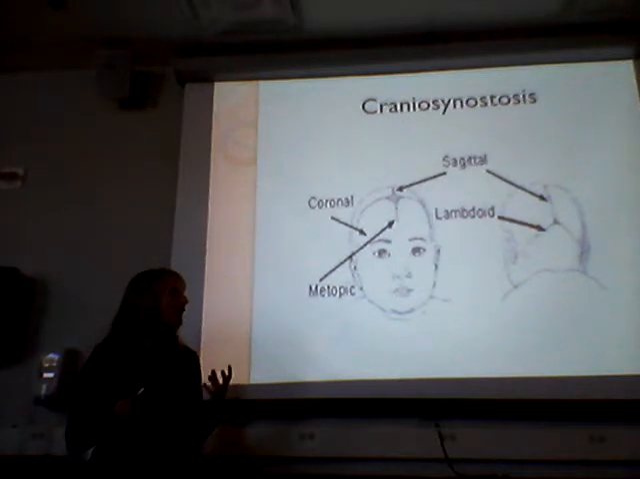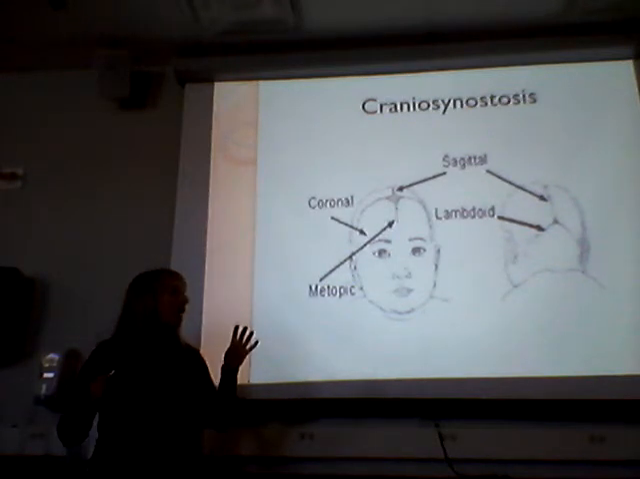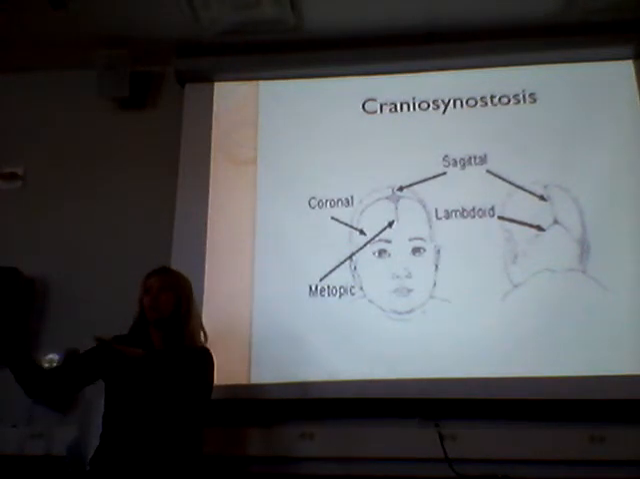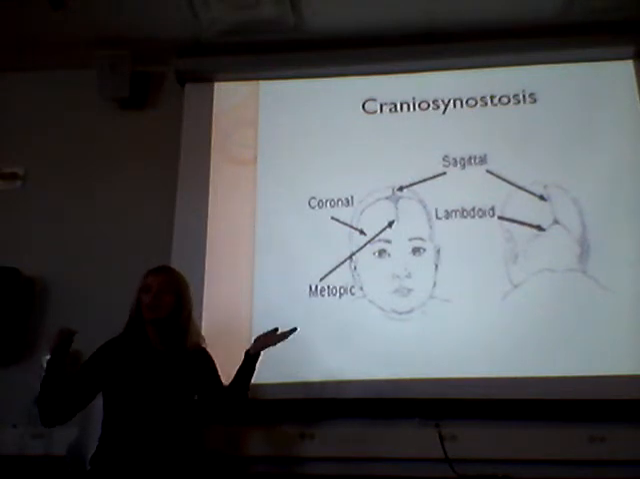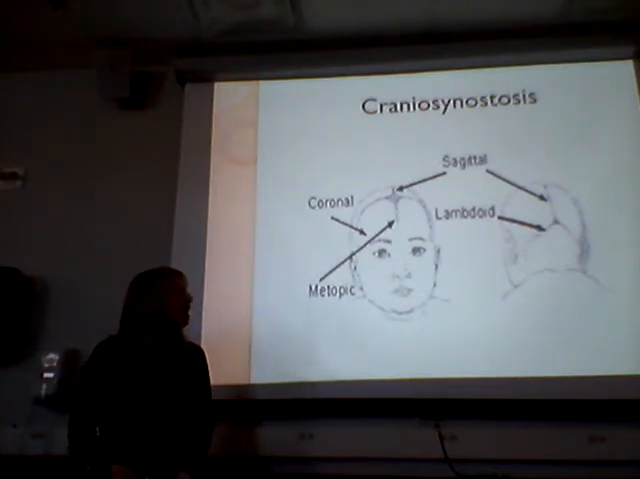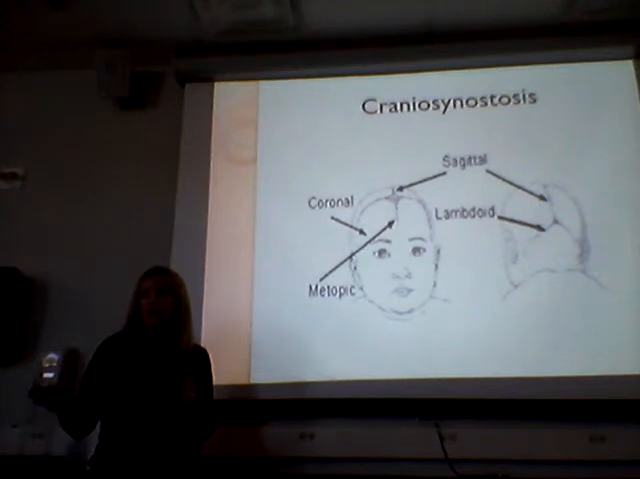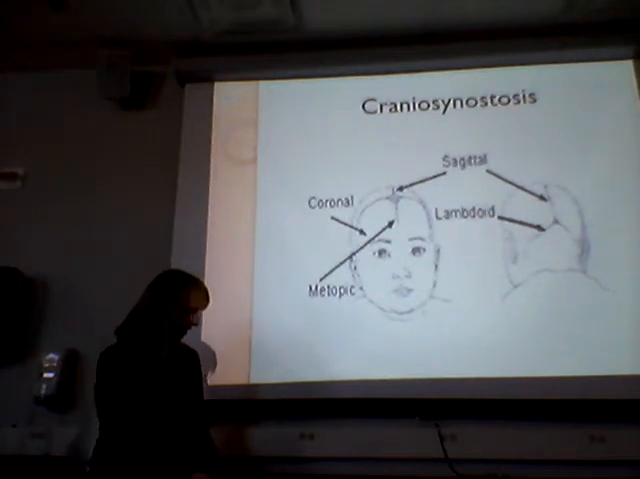The sutures close naturally between 1 and 19 months. Different sutures close at different times. I didn't write them all down because it's not really something you need to know. But if the suture that's supposed to close at 19 months closes up at 12 months, that's big trouble. That's not good for the baby.